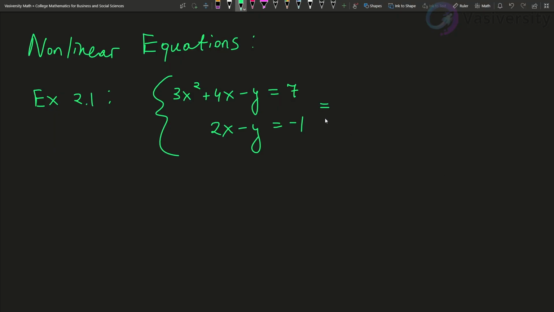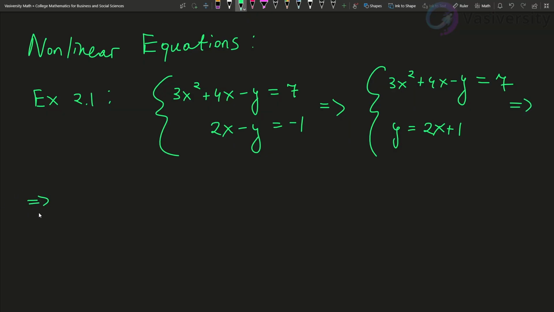So what we can do is solve for y, right? So what are we going to have here? y is equal to what? It's going to be 2x plus 1, right? That's going to be the equation for y. Meanwhile, the top equation still remains as 3x squared plus 4x minus y is equal to 7. So now let's go ahead and actually substitute. We will have in the first equation 3x squared plus 4x minus (2x plus 1) is equal to 7. And y is equal to 2x plus 1.